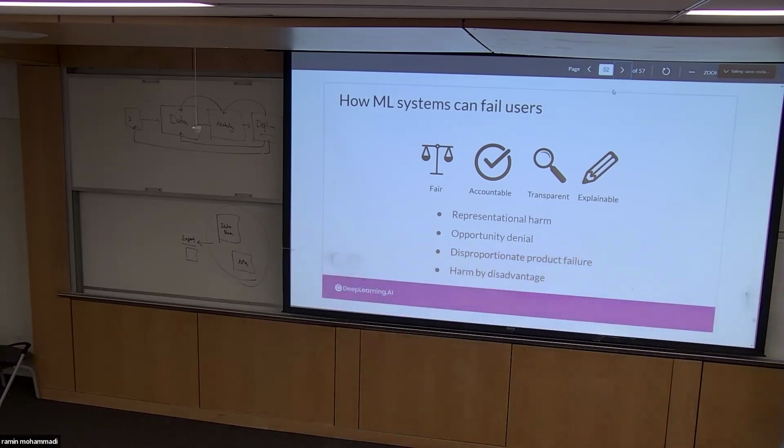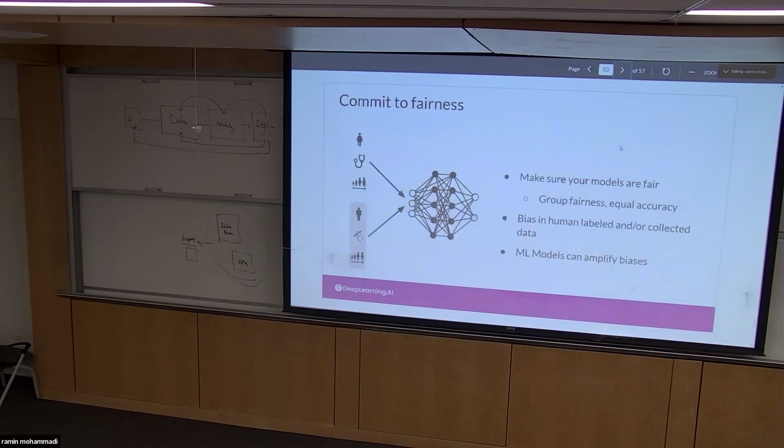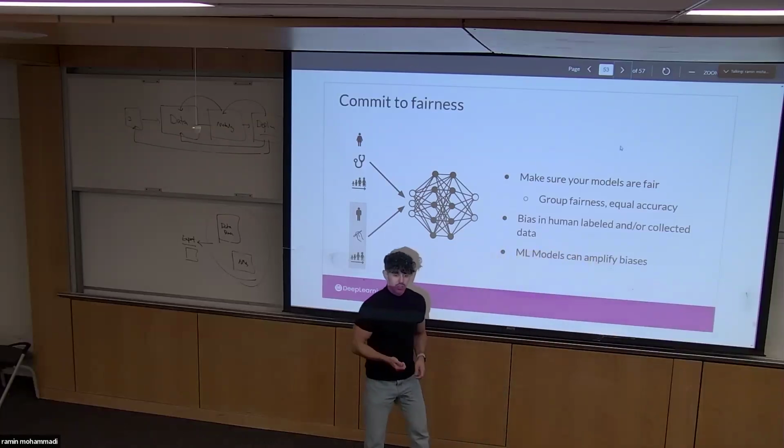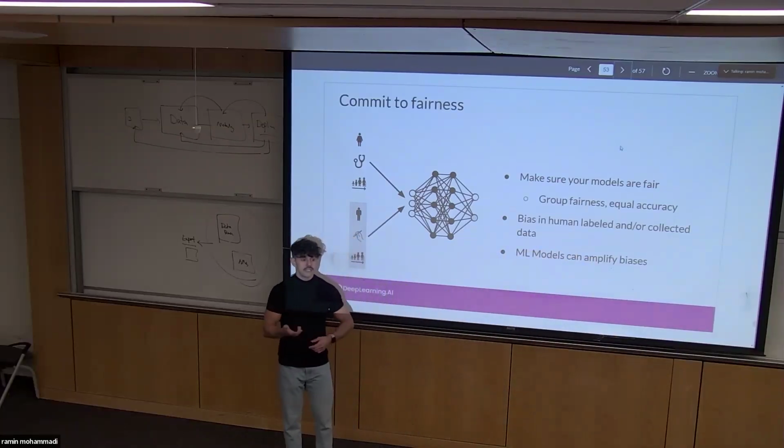It's highly important. At least in Europe it's more popular. In the US, for some reason, it's not, but I highly recommend them. Then be sure that you commit to fairness. Your model should be fair. For group fairness, you need to monitor equal accuracy, or accuracy parity, or you can even monitor for individual fairness.